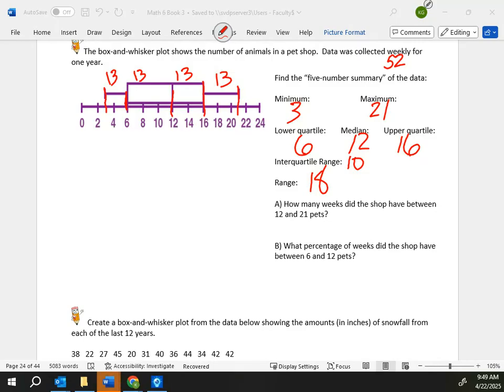So when it says how many weeks did the shop have between 12 and 21 pets, between 12 and 21, that's 2 sections. I can add those up and I know that it is 26. So if you know how many total there were, 52 weeks, we divide it by our 4 sections, and then we can answer our questions. So remember to take the total, you can even write that out, take the total and divide it by 4 to find your 4 equal parts.